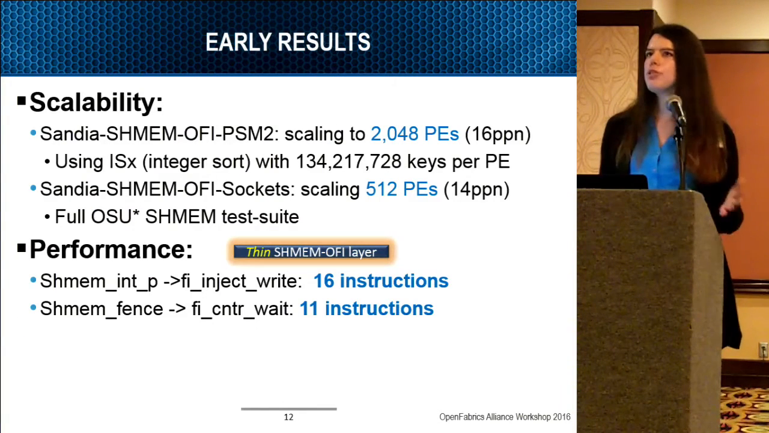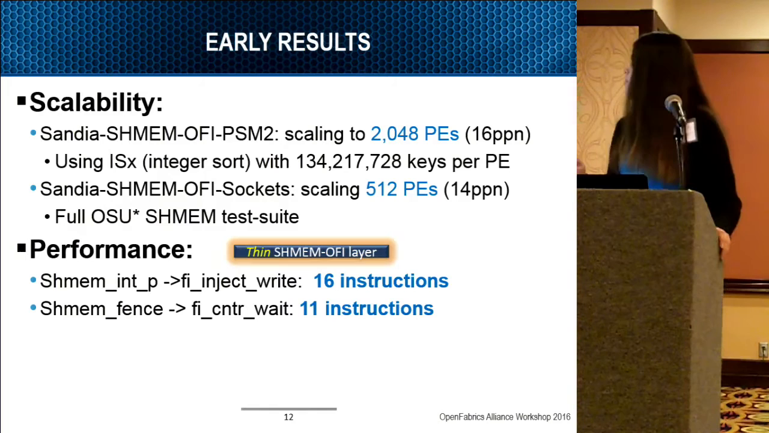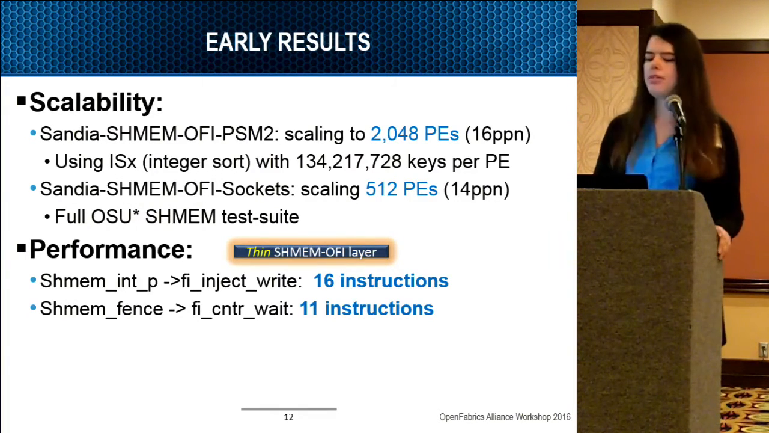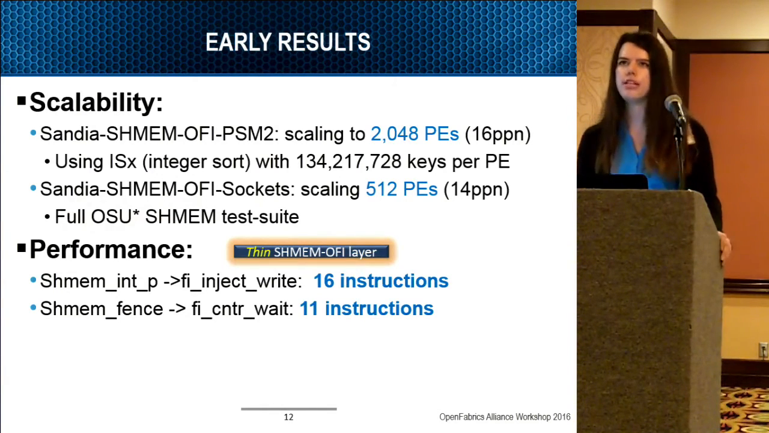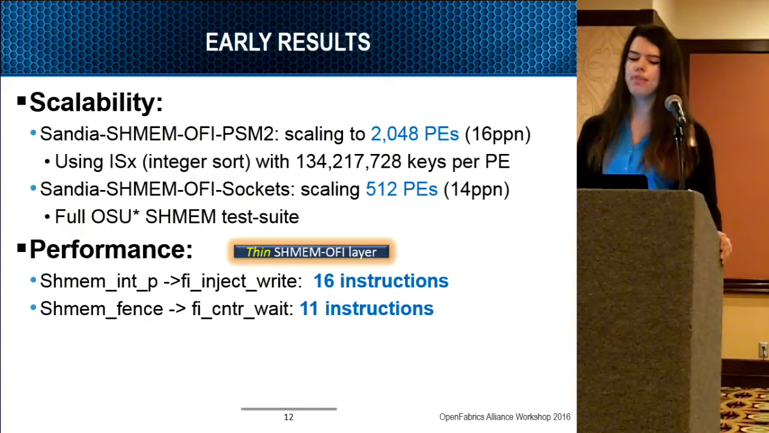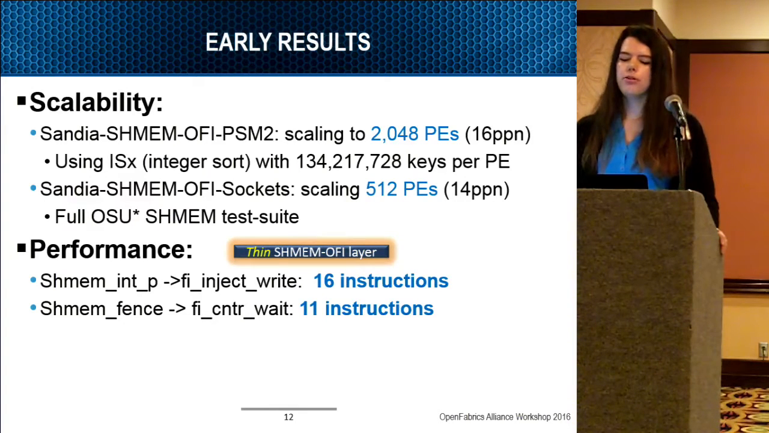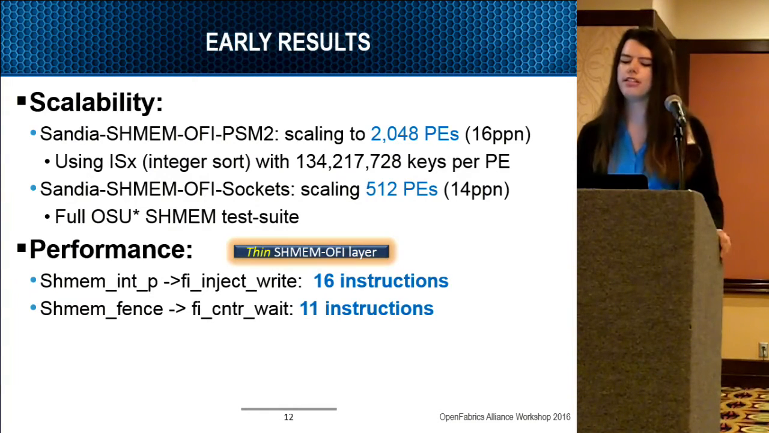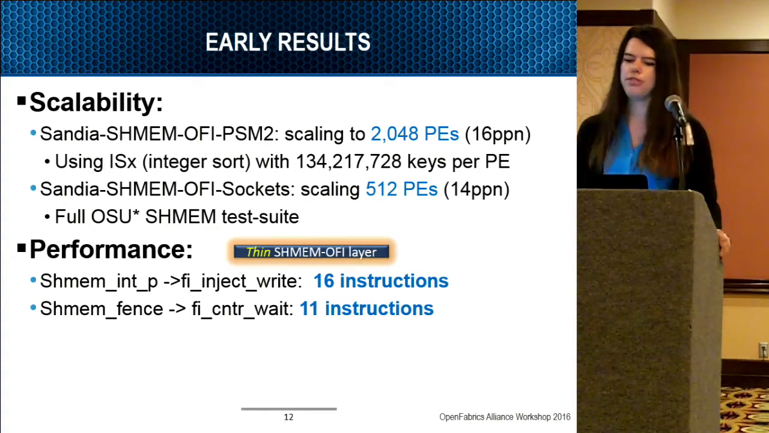Today I'm just showing you a snapshot of the work we've been doing. This work absolutely is continuing to evolve, and this is just where we're at today. Currently for scalability, we had a PSM2 system at our disposal, and we were able to scale to 2,048 processing elements using the integer sort benchmark, which is a NAS parallel benchmark with an open-sourced implementation for SHMEM. Furthermore, we also tried scaling sockets, and we got enough time to run up to 512, and we ran the OSU SHMEM test suite for this.